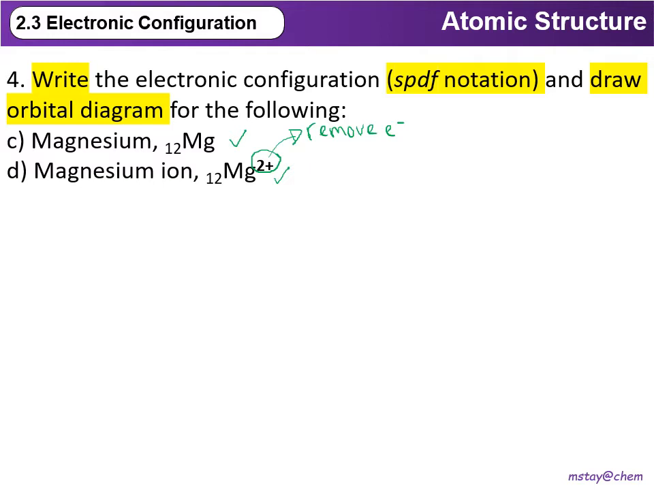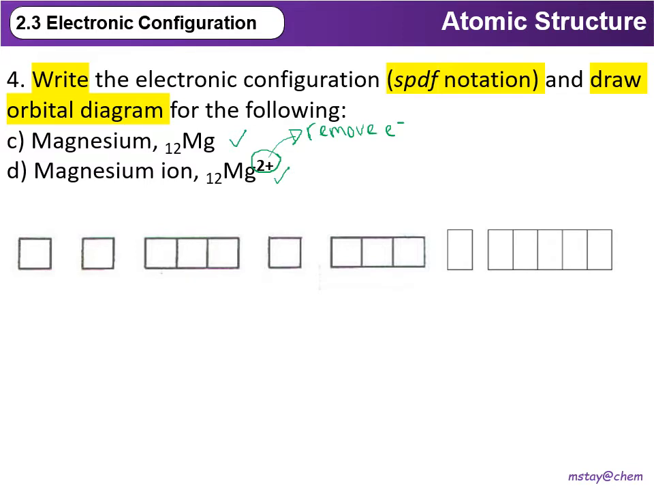Again, I prefer students to start by drawing the orbital diagram first, where we always keep reminding ourselves about the 3 rules that we apply when we fill up the electrons into the orbitals. So let's start with the empty orbital diagram. As we label, this one is the 1s orbital, 2s orbital, followed by 2p, 3s, 3p, 4s, and then the 3d orbital.